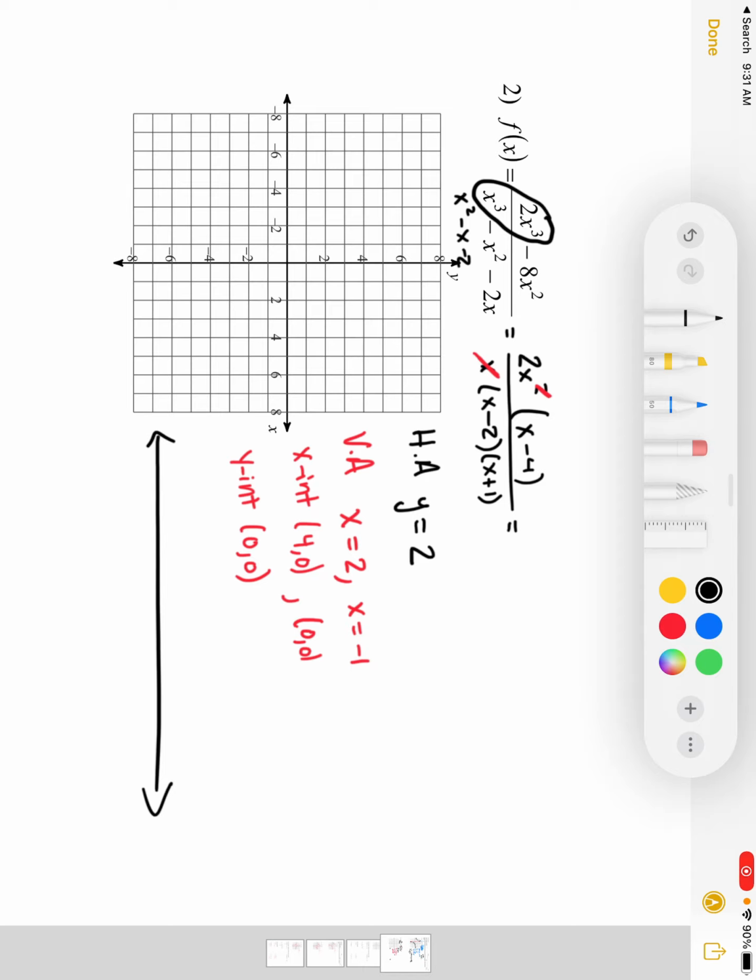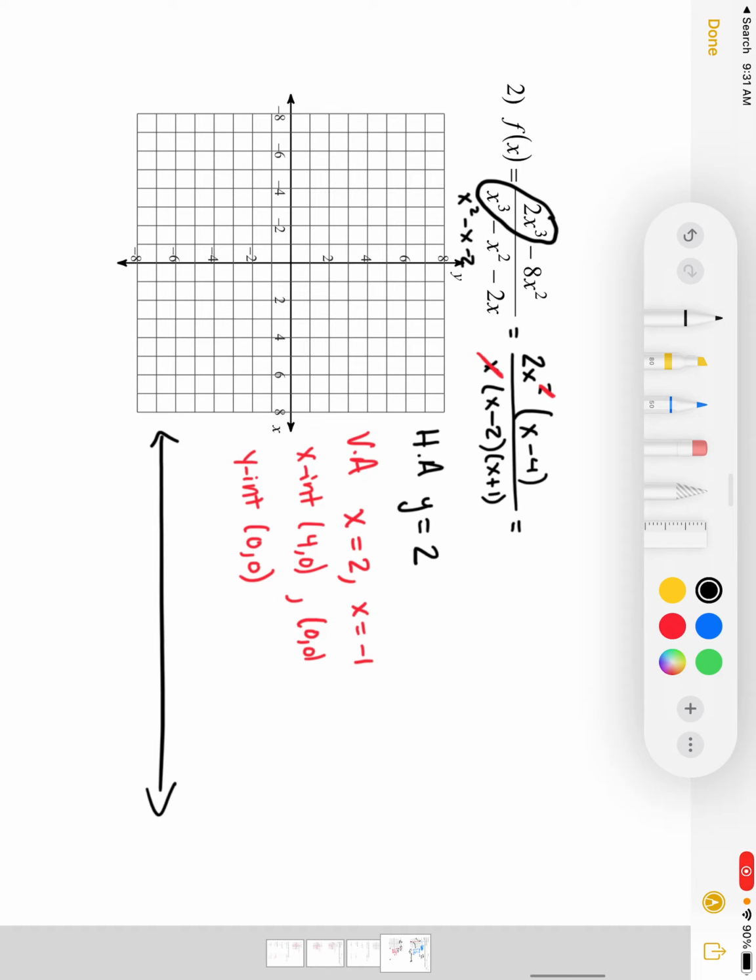Let's see, we're going to put on our asymptotes. So we're going to go from left to right. So we got -1. We have an x-intercept of 0, a vertical asymptote of 2, and another intercept of 4. Let's clean this up a bit because we're going to need the room.